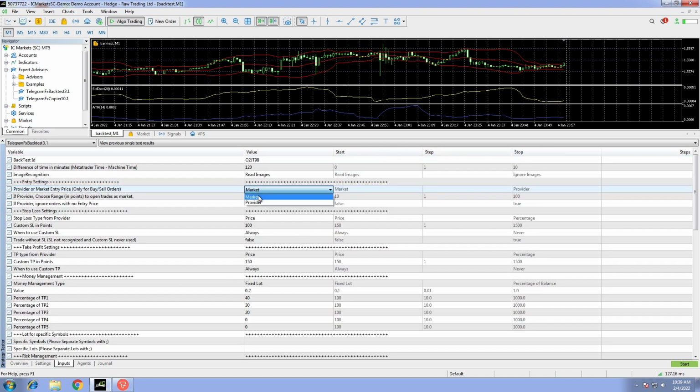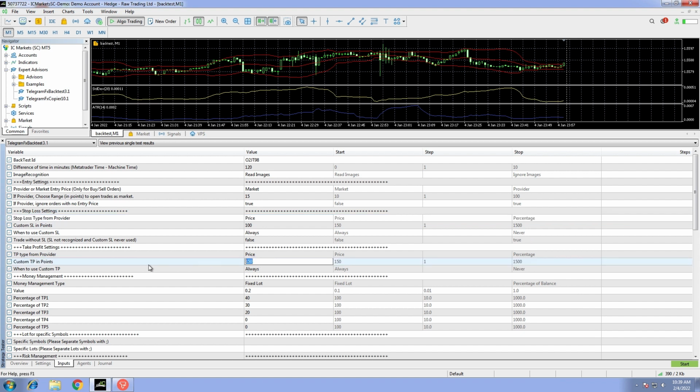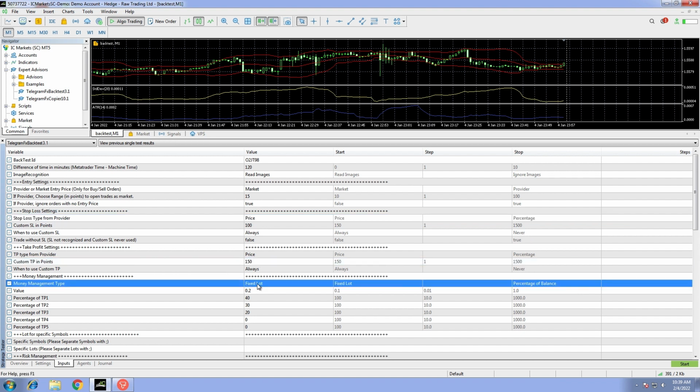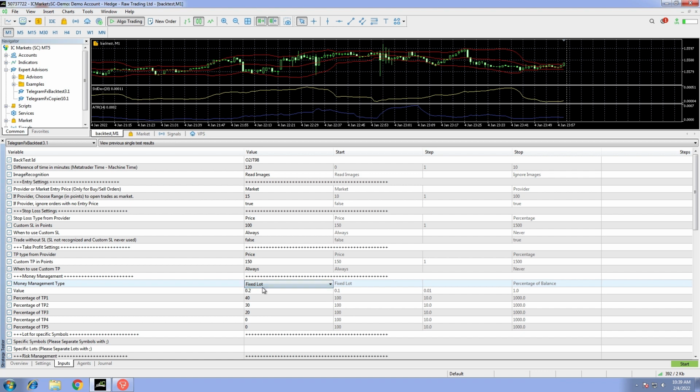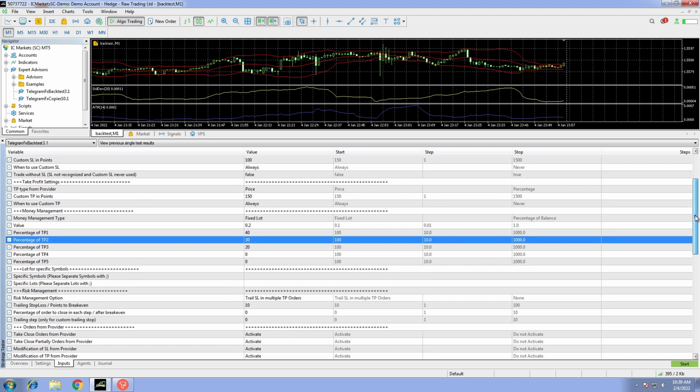As for our strategy, we will use entry price as market price. Set stop loss to price 100 points. Set custom to 150. When it comes to money management, we set the type to fixed lot with 0.2 value. Take profit 1 to 40, take profit 2 to 30, and take profit 3 to 20. That would be all for the strategy of the backtest of this channel.